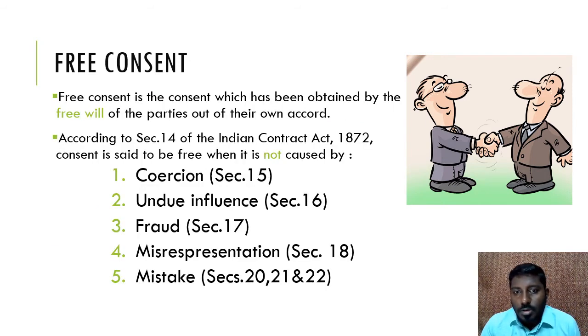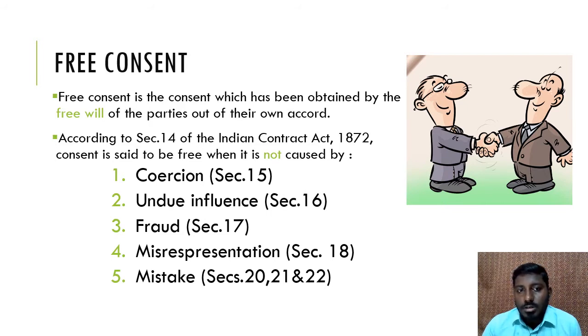So as we have understood what is consent, what is free consent? Free consent is the consent which has been obtained by the free will of both of the parties out of their own accord. Okay, when two people come into agreement upon their own rational thinking, upon their own decision, a free willingness of both the parties, that is called free consent.